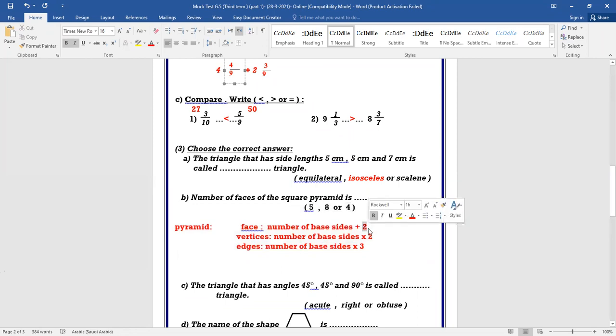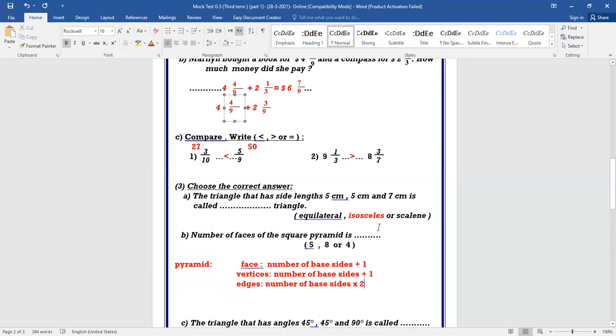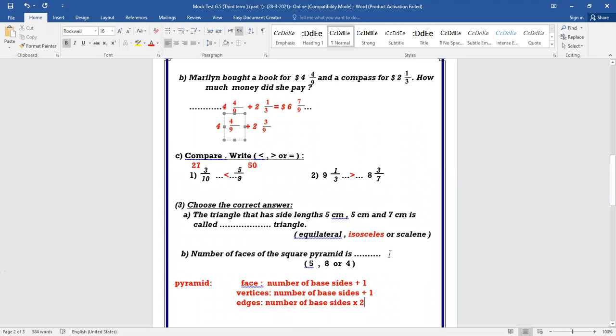Number of base sides plus 1, and vertices, number of base sides also plus 1, and edges, number of base sides multiplied by 2. How many faces in the square pyramid? 5. Yes, in the square we have 4 sides. For that, to find the number of faces, we add 4 plus 1. It will be 5. Thank you.